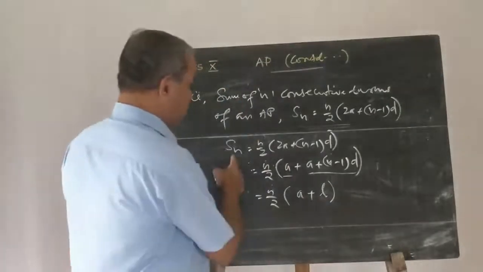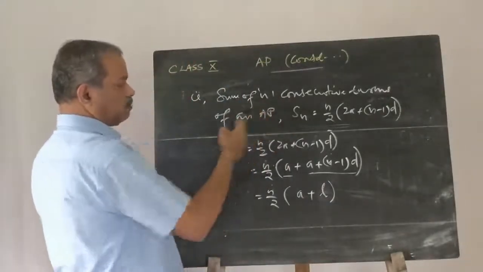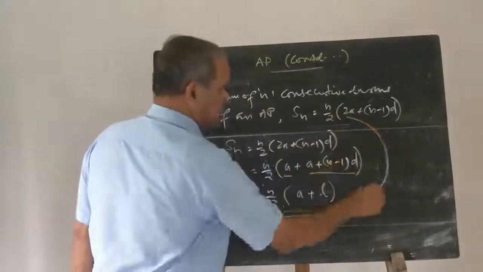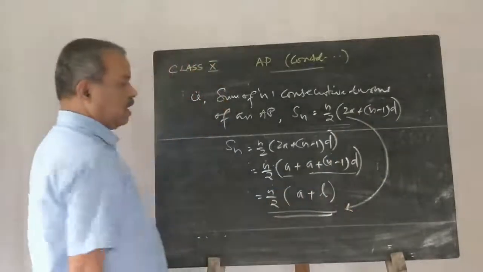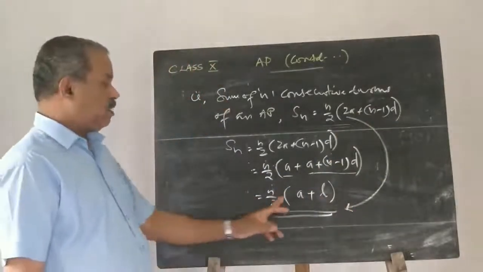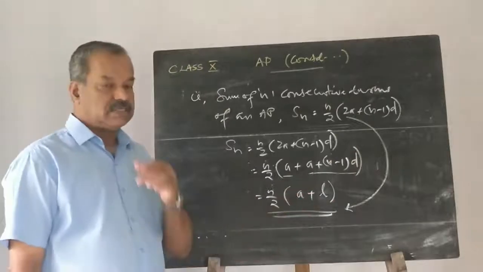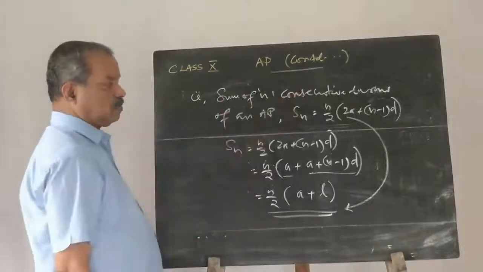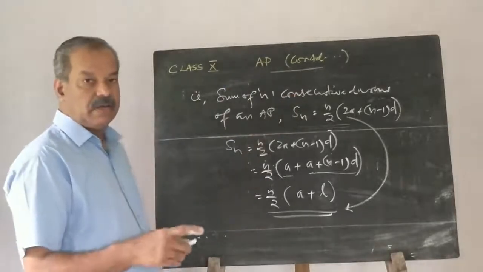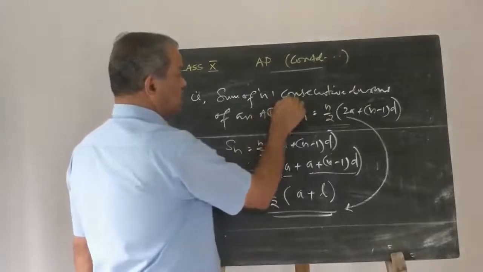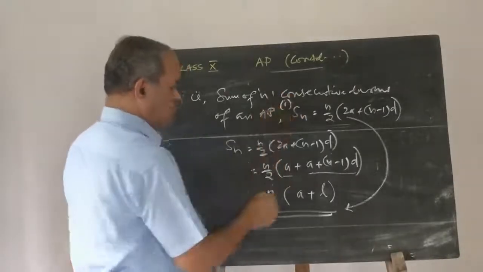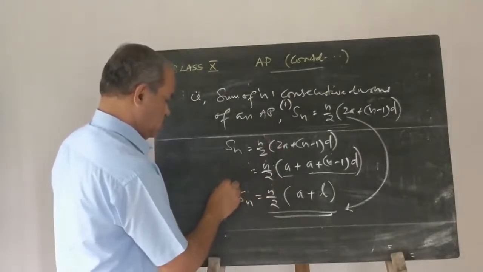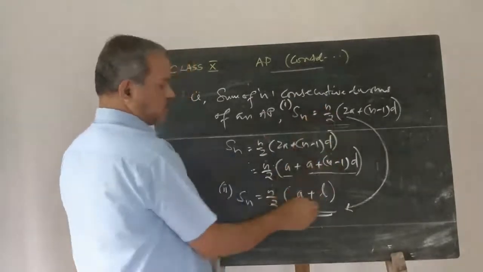Then the sum of n consecutive terms of an AP is n by 2 into a plus l. That means this can also be written in the form n by 2 into first term plus last term. So the sum of n consecutive terms of an AP can be calculated using either this one or this one.